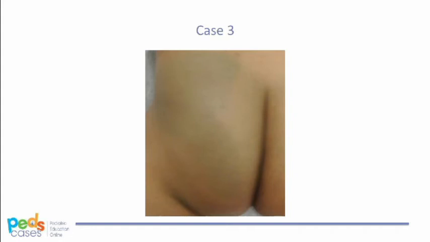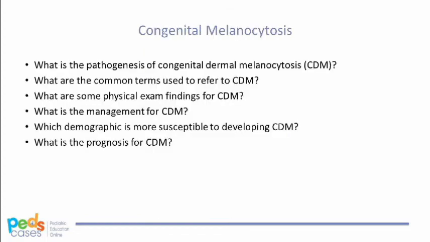What is the pathogenesis of congenital dermal melanocytosis? Congenital dermal melanocytosis represents melanocytes becoming trapped in the dermis while migrating from the neural crest into the epidermis.